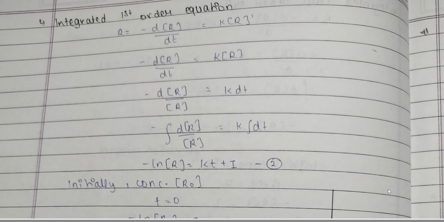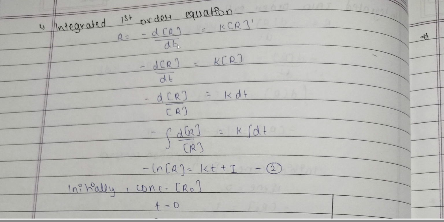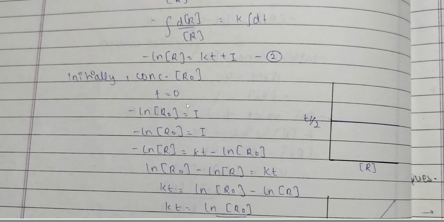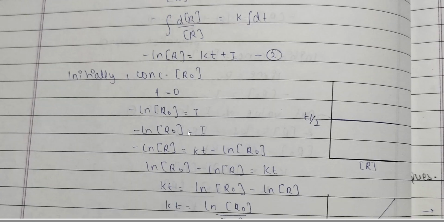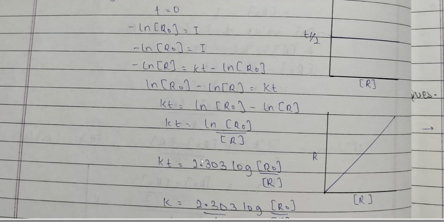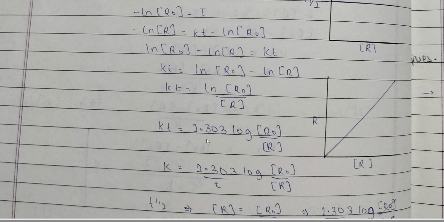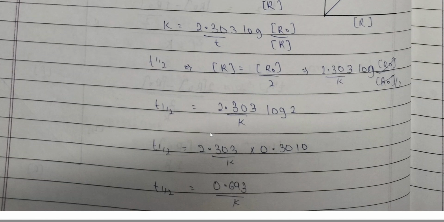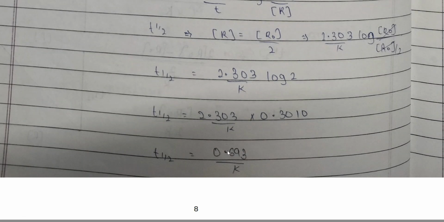Integrated first order reaction. In this case rate is equal to negative d[R]/dt, and here K into concentration of R raised to power 1, and dt goes this side, and then we again take integration and solve this. From here we will calculate the value of I, that is negative log natural of [R]naught, and then put this value in equation 1, and from here kt is equal to log natural [R]naught by [R]. We will put the value of log natural 2.303 log [R]naught by [R], and this is the graph, and hence we solve for t half, and the value of t half comes down to 0.693 by K.